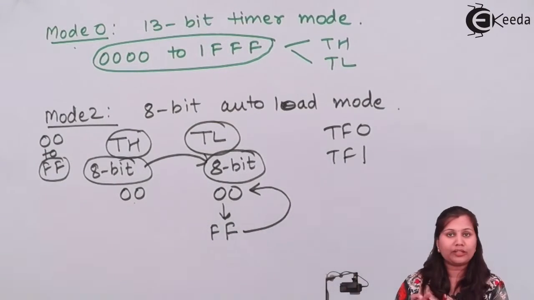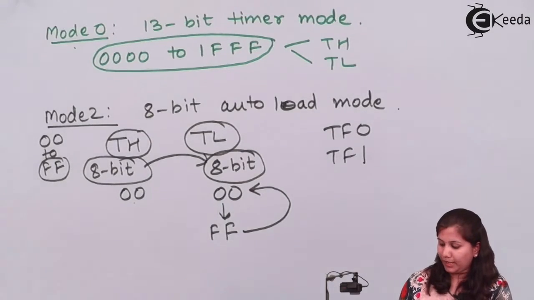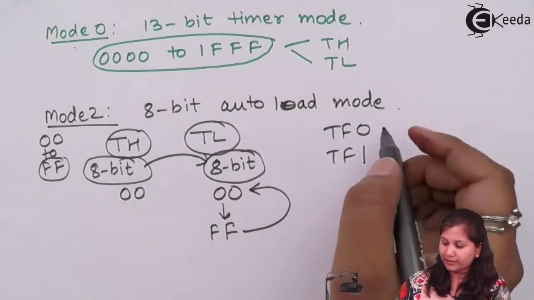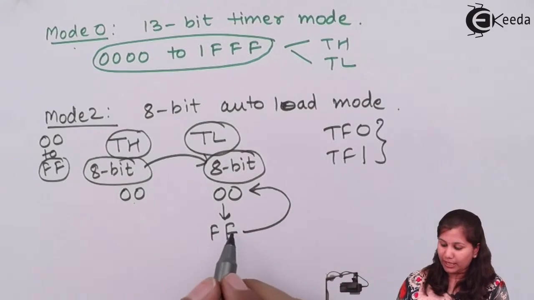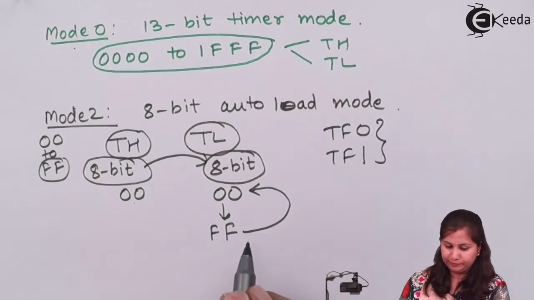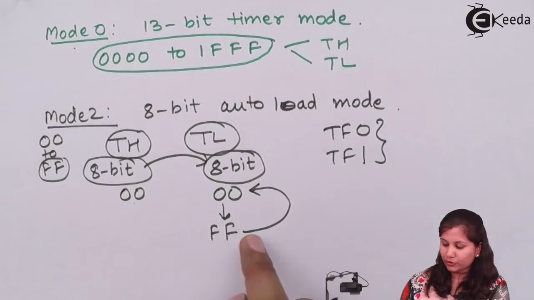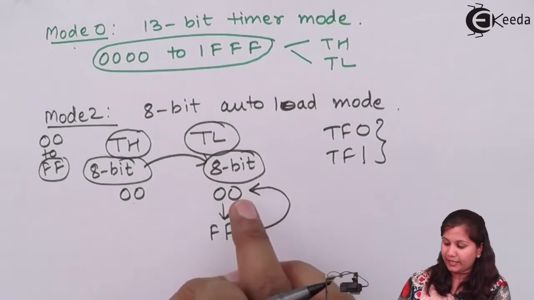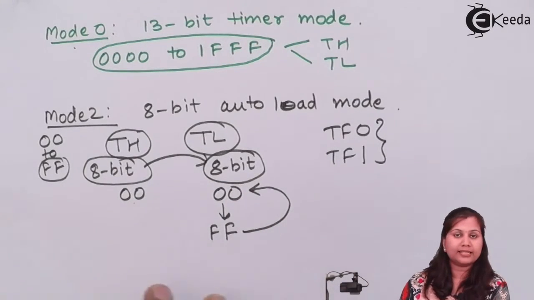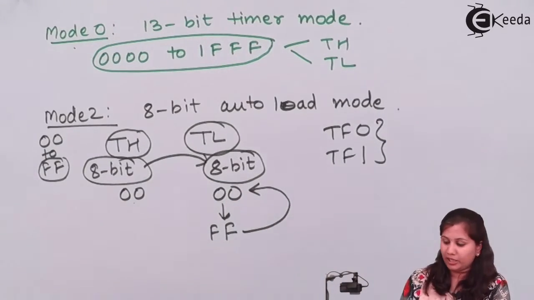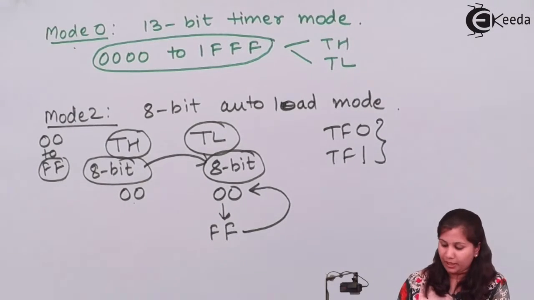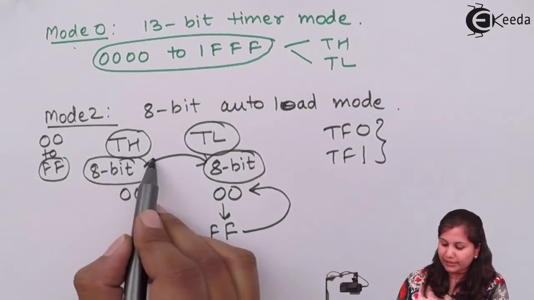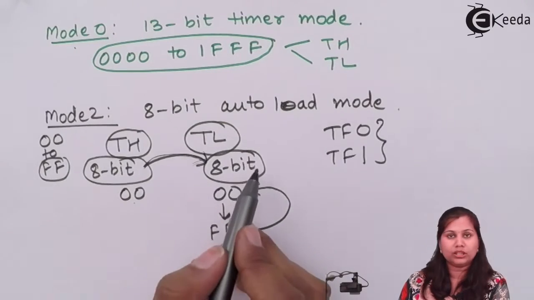In this case also, we first have to start the timers by setting the bits. When this overflow condition occurs, these two bits are set. Now, if we clear it and the rollover condition occurs again, the programmer need not reload the count here, because the TH value is automatically copied into TL.